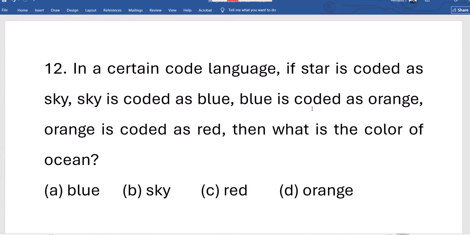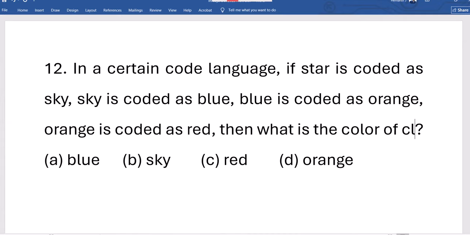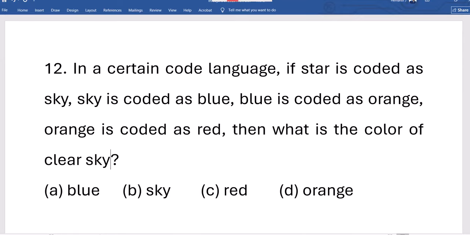What about this one, the 12th one? In this type of question, substitution coding, we have to see the last line. What is the color of clear sky? Clear sky color is blue. In the question, blue is called orange. So we have to go for orange. Don't again say orange is called red. Don't extend that. If that is the case, then every question's last word is the answer. No logic then. So we have to read the last line.